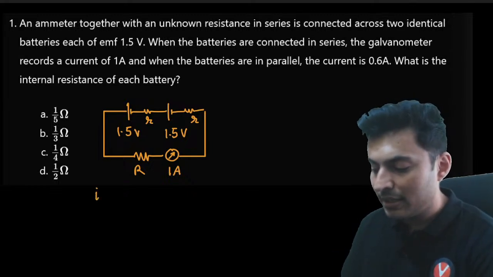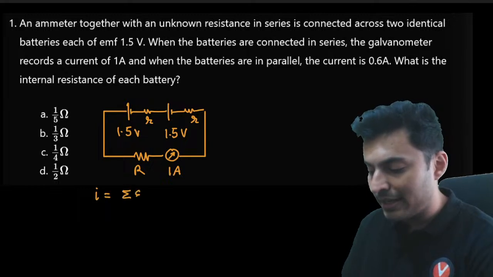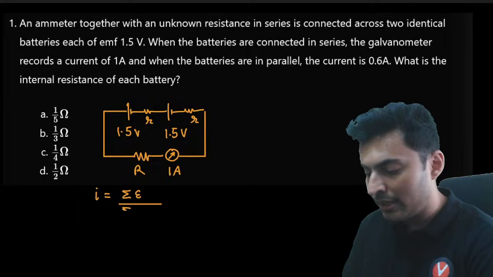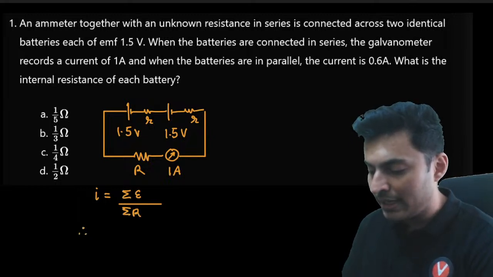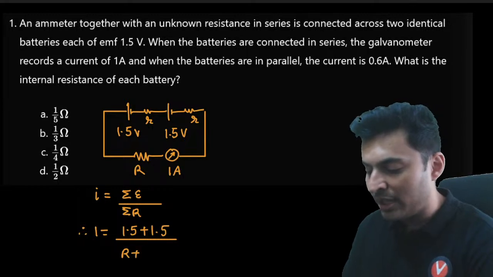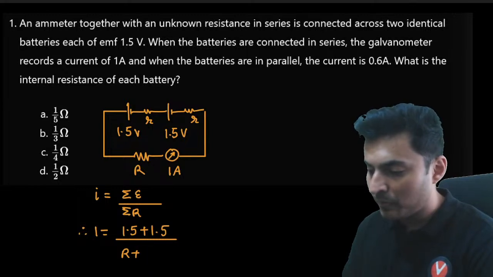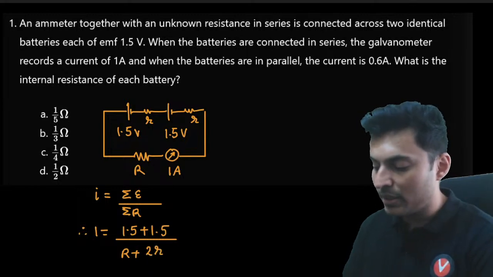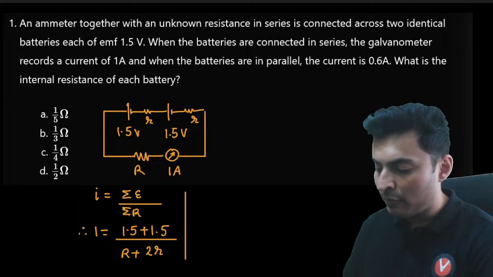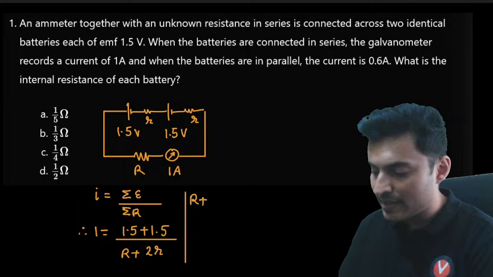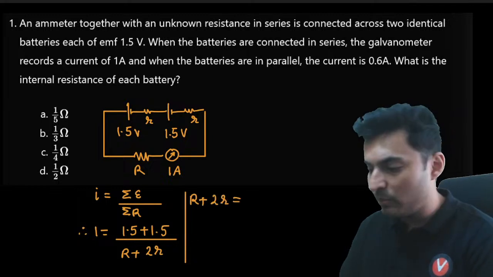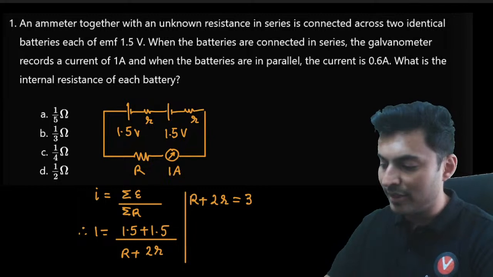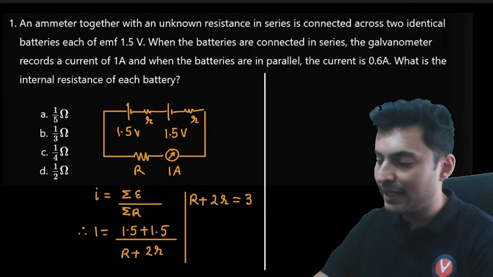Now, how do I get this current? Current is basically the total EMF upon the total resistance of the circuit. The current is 1 ampere. The total EMF is 1.5 plus 1.5. The total resistance will be R plus small r, that means it will become 2R. Is that right, my dear warriors? So, this is one equation. From this, what do I get? I get R plus 2 small r, and 1.5 plus 1.5 is basically 3. This is the first thing which I get by solving for the series part.